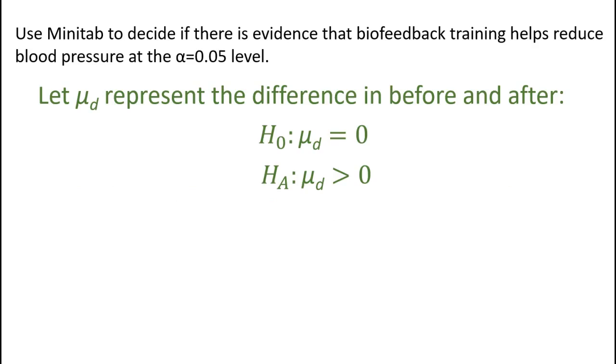Setting up our hypotheses, we let μd represent the difference in before and after. Since we would like to prove that the biofeedback reduces the blood pressure, this would suggest that the before measurements are larger than the after, which would mean that we are trying to prove that the difference is greater than 0. So under the null, we assume that the average difference is 0 and try to prove that it's greater than 0.